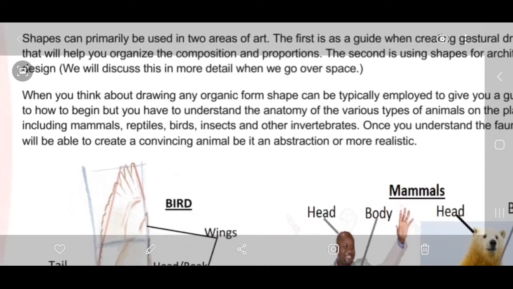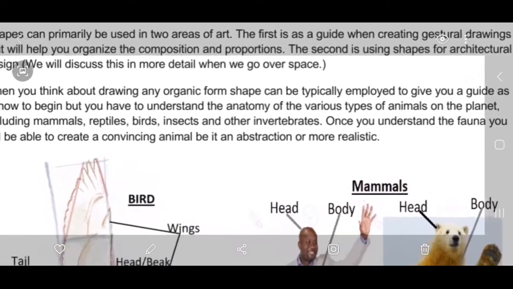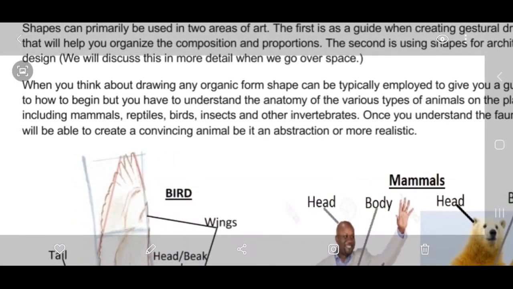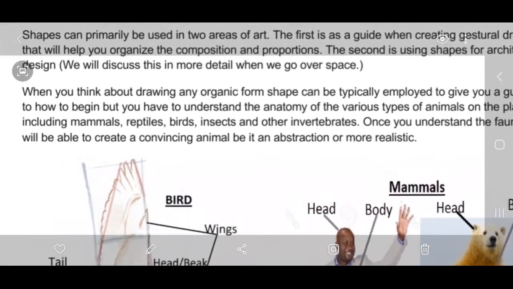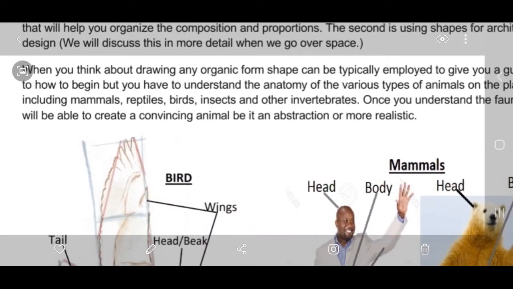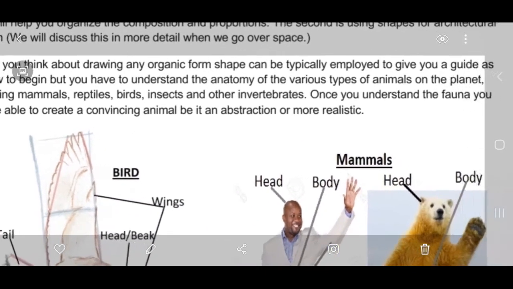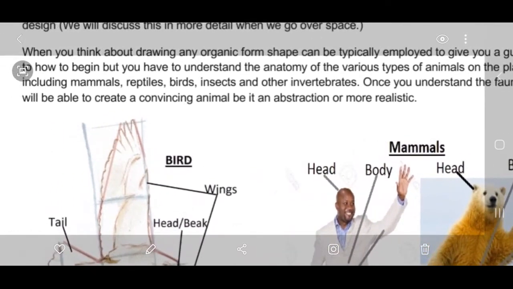When you think about drawing, any organic form shape can be typically employed to give you a guide as to how to begin. But you have to understand the anatomy of various types of animals on the planet, including mammals, reptiles, birds, insects, and other invertebrates. Once you understand the fauna, you will be able to create a convincing animal, be it an abstraction or something more realistic.